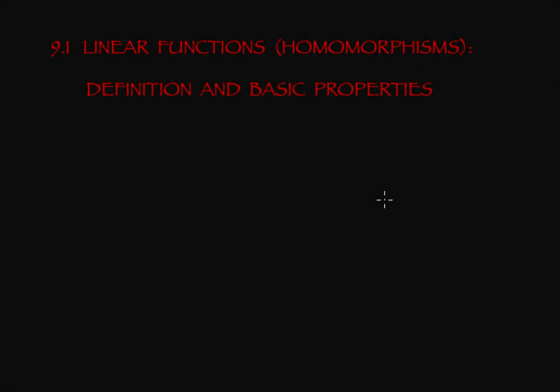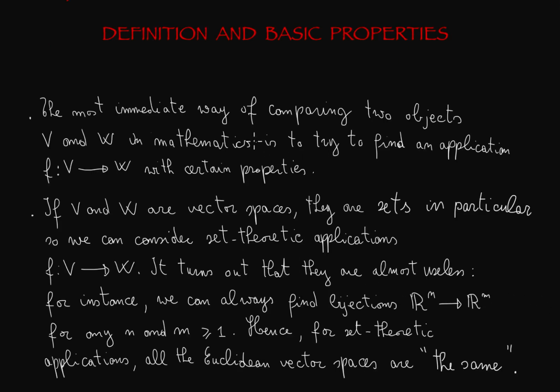Chapter 9 will concern the linear functions, also known as homomorphisms, between vector spaces. In this first lecture, we will give the definition and then the basic properties of these particular functions. Let's say a few words about why we need these particular kind of functions.